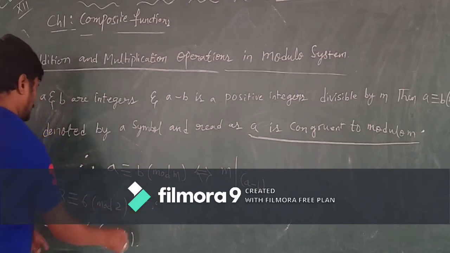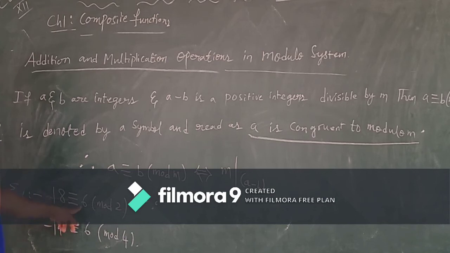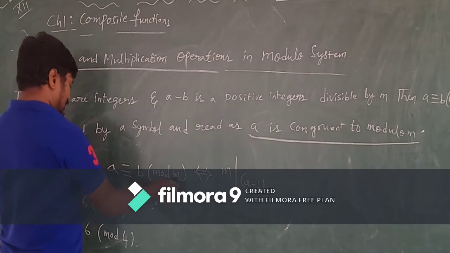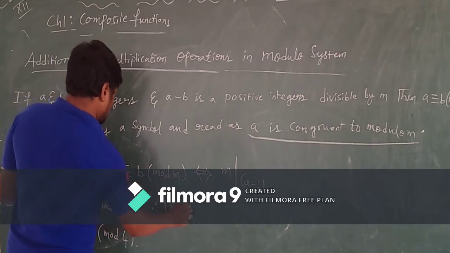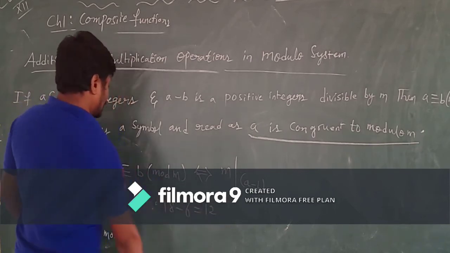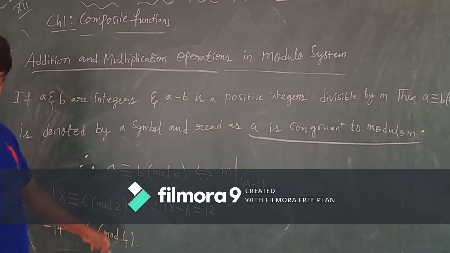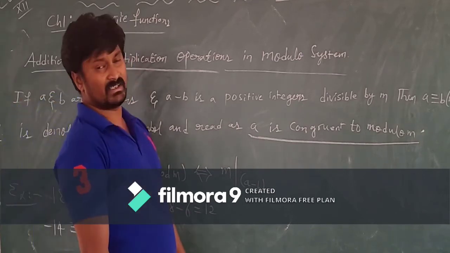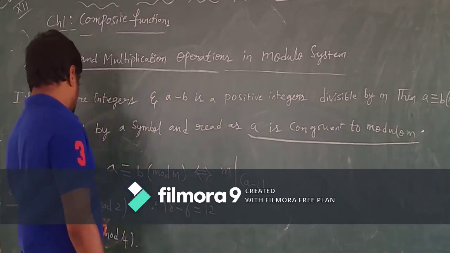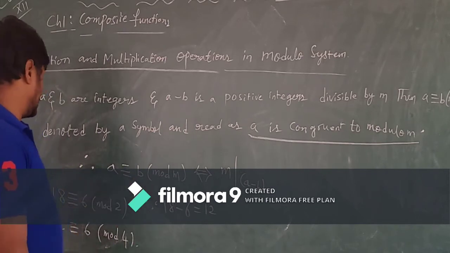18 is congruent to 6 modulo 2, so that means 18 minus 6. What is 18 minus 6? Let me check, 18 minus 6 is equal to 12. So 12 is divisible by 2. The modulo here is 2, so it is divisible by 2. Then we can say it is possible to divide, so 18 is congruent to 6 modulo 2.